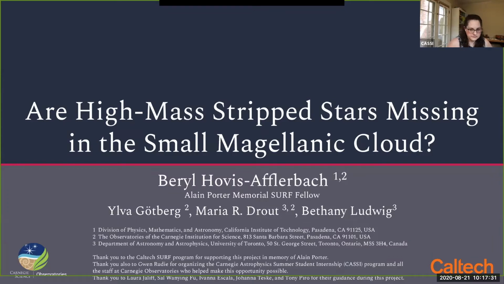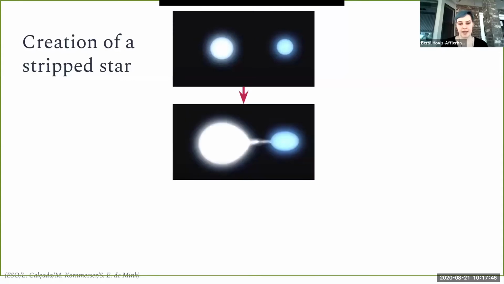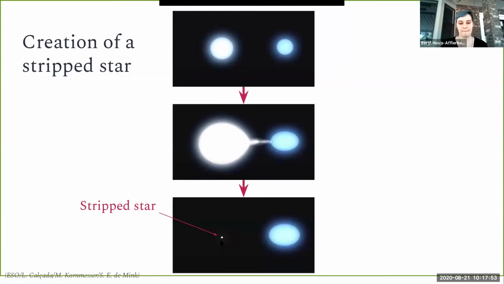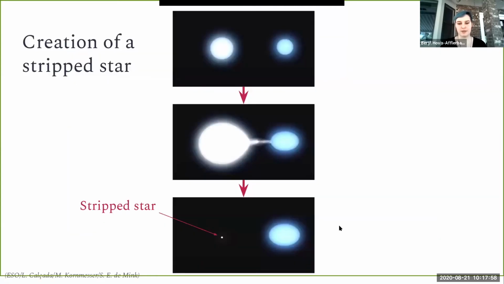Thanks. Hi, everyone. Thank you, Gwen, for the introduction, and thank you, everyone, for coming today. As Gwen said, I've been investigating stripped stars. A stripped star is created when a high mass star in a binary swells, overfilling its Roche lobe, and its outer material is stripped by its binary companion, leaving behind a stripped star. Stripped stars are expected to be the most common type of binary product, with about 30% of massive stars becoming stripped at some point in their lifetimes.